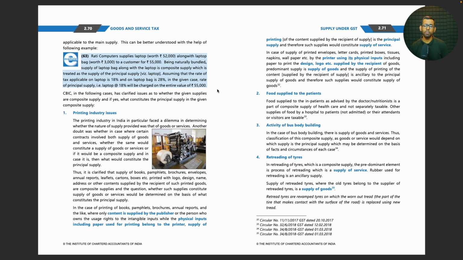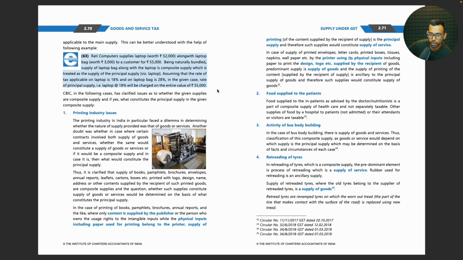Food supplied to the patients. Food supplied to the inpatients as advised by the doctor or nutritionists is a part of composite supply of healthcare and not separately taxable. Other supplies of food by a hospital to patients or their attendants or visitors are taxable.